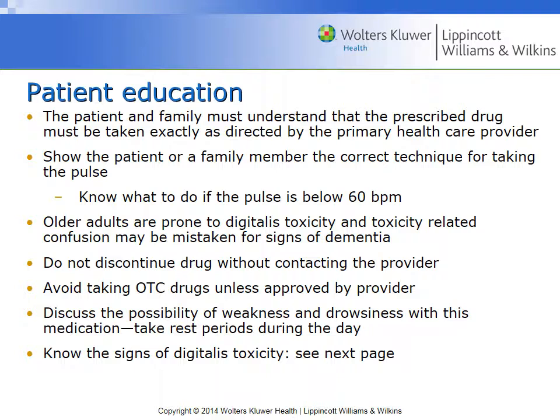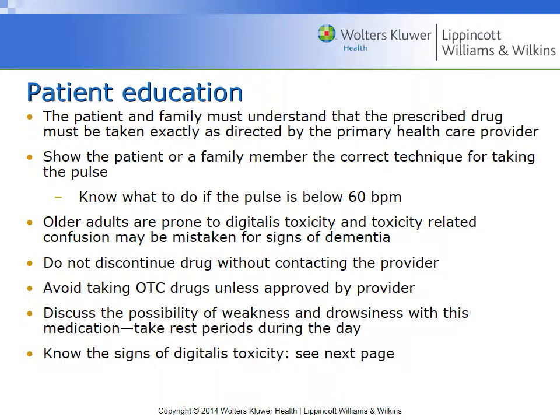Older adults are prone to digitalis toxicity. Remember that renal and liver function decreases. So confusion that occurs with digitalis toxicity may be mistaken for dementia. Do not discontinue the drug without contacting the provider. Avoid taking over-the-counter medications unless they're approved by the provider. That's everything. That's cough syrup. That's everything. Just because there's so many interactions and they may become toxic so quickly.